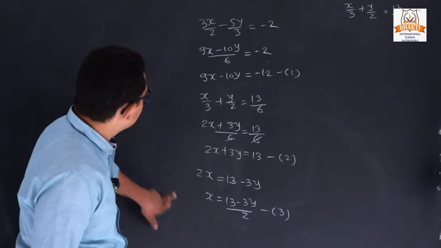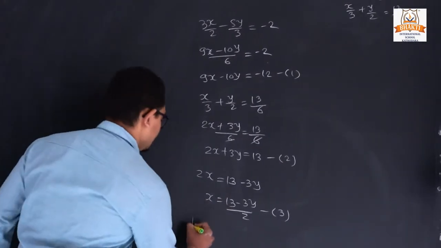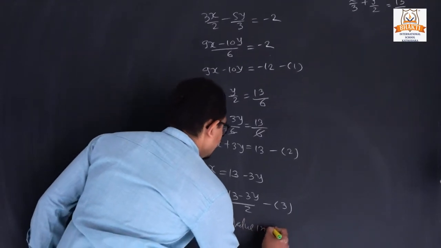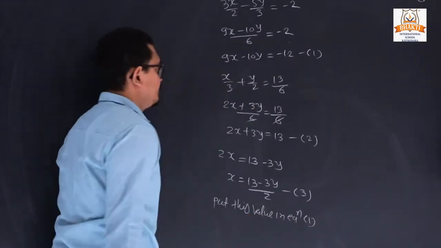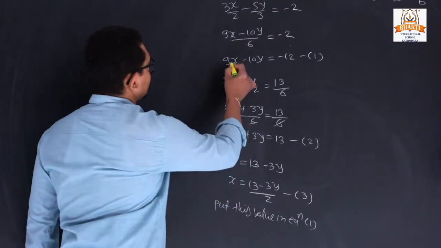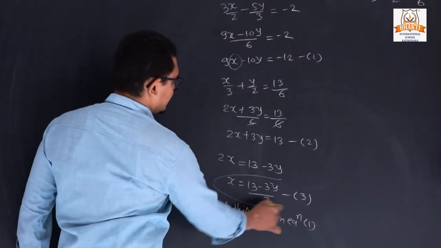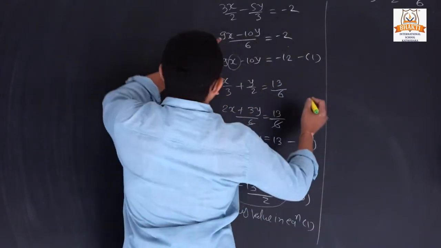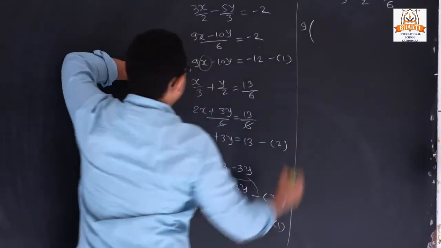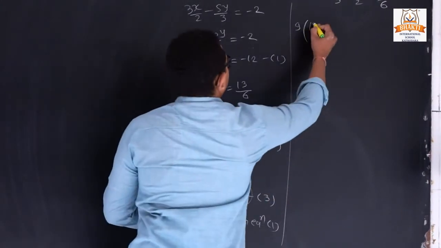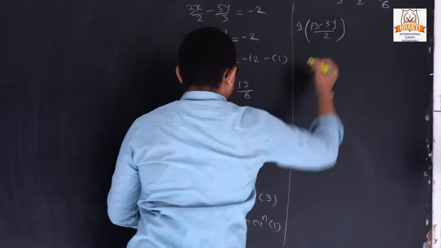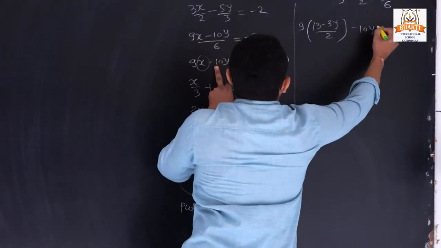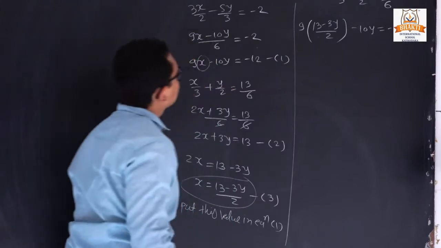Now put this value in equation number 1. So put this value in equation number first. So here x is replaced with this value. So we can write like that, 9 in bracket 13 minus 3y upon 2 minus 10y is equal to minus 12.